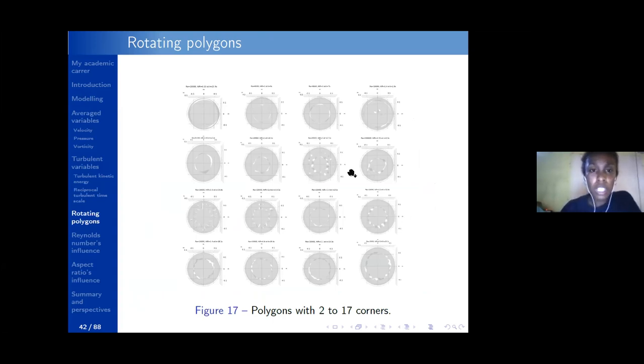Rotating polygons. The free surface of the flow shows polygonal patterns. We have polygons from 2 to 17 corners. When the polygons appear at the free surface, it changes over time. Let me show you some animation.